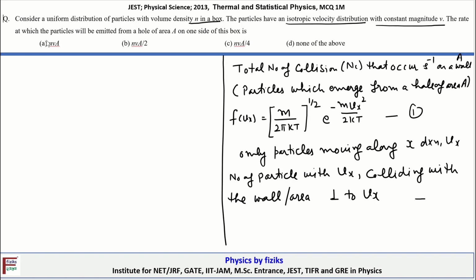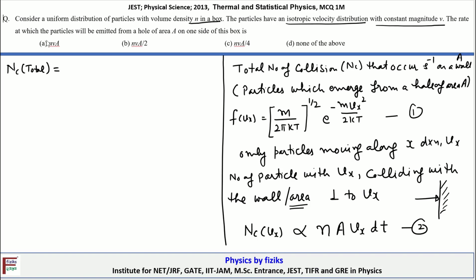That means if this is the direction in which particles are moving, perpendicular to Vx, they are hitting the wall directly. But it's per unit area, so if we denote the number of particles as NC Vx, that number will be proportional to the number density of the gas molecules and the area where they are hitting. It's also proportional to the velocity with which they are moving and the time duration for which they are hitting. Let's call this equation 2.